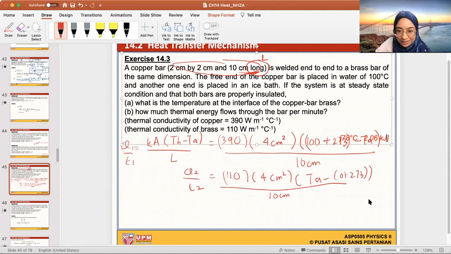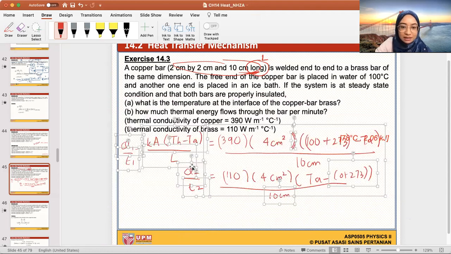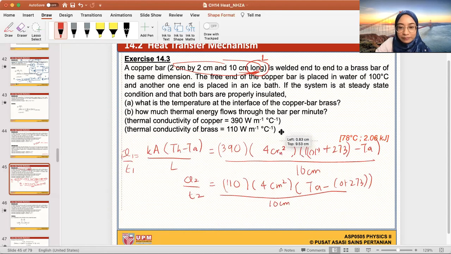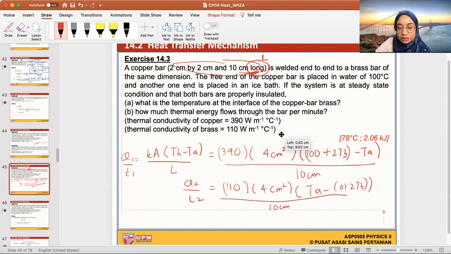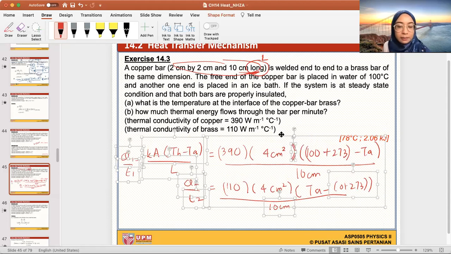Does anyone want to help Jaya? Okay, tolong Jaya kasi dia tahu. So Jaya's equation is correct, but it needs a little bit tweaking. So what needs to be changed here?